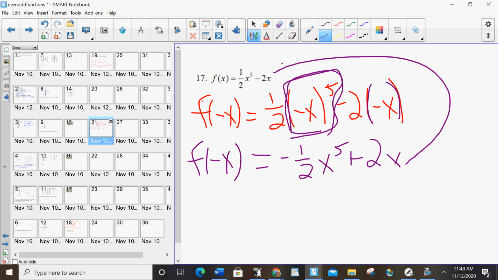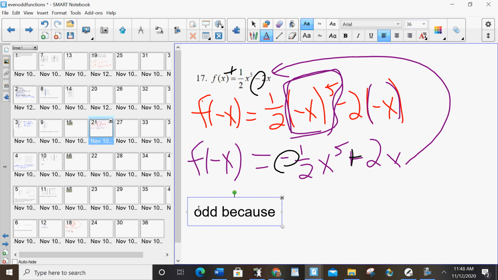I compare this to the original. If they're exactly the same, it's even. Are they exactly the same? No. If every sign is different, it's odd. Is every sign different? Yes. Positive became negative, minus became plus. What that means, if every sign is different, is that it's odd.